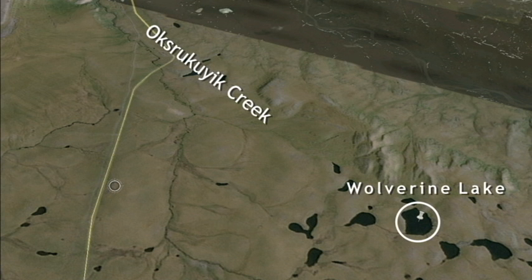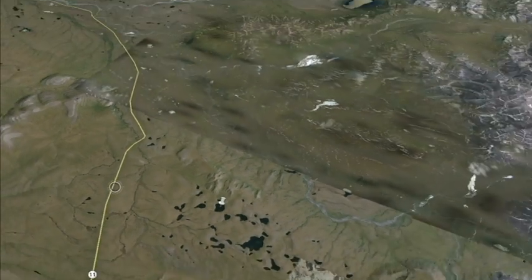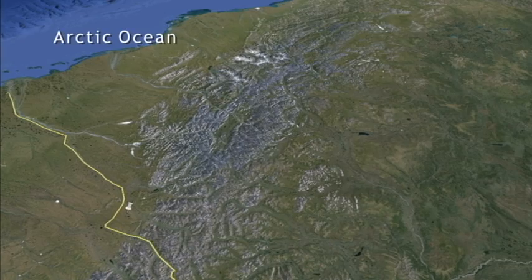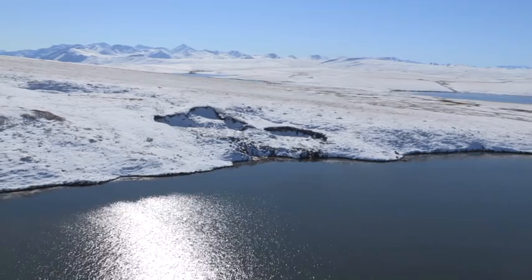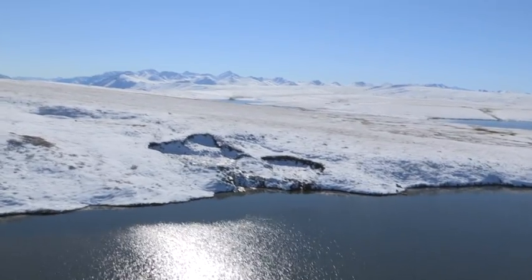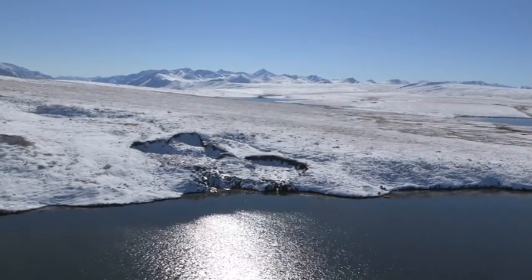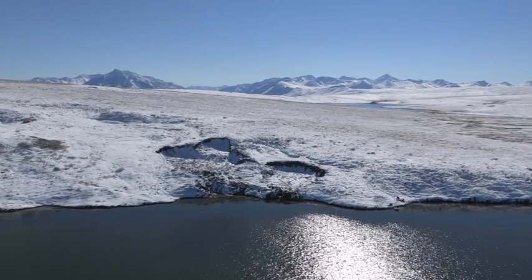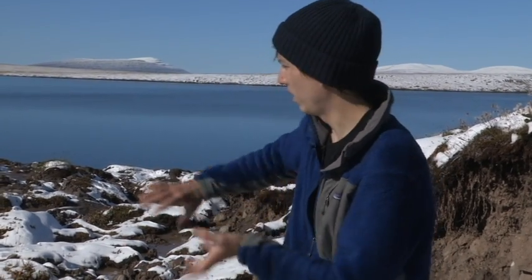This lake flows into another, which flows into another, which eventually flows into the Oxarkoye Creek, which will flow out to the Arctic Ocean. What's really remarkable about these slumps is how quickly they really do grow. In the course of this season alone, this has easily quintupled in size and dumped tons, literally tons of material into this lake behind me.